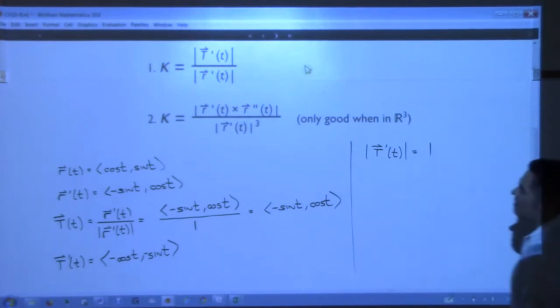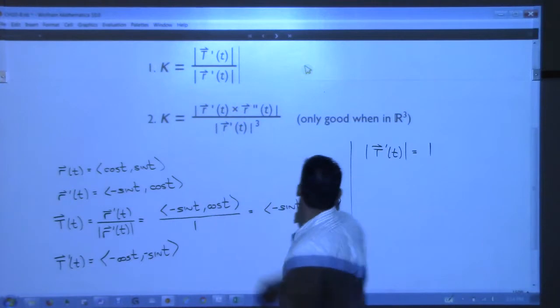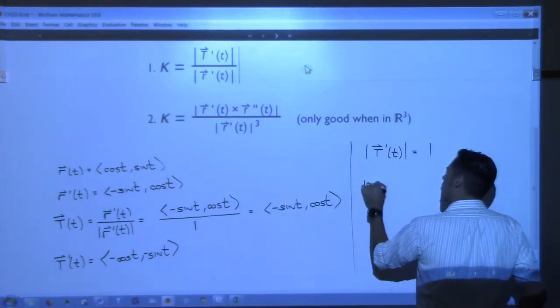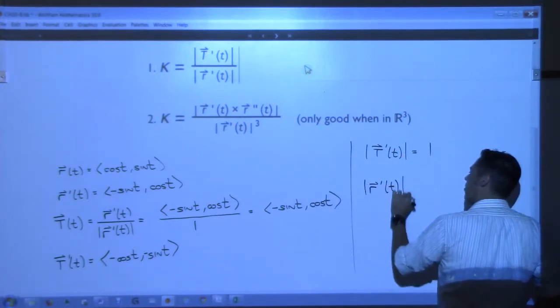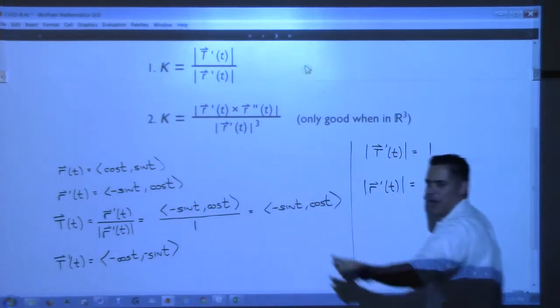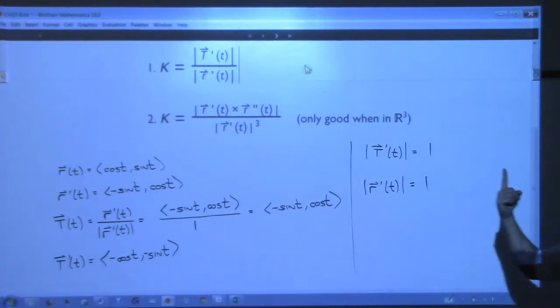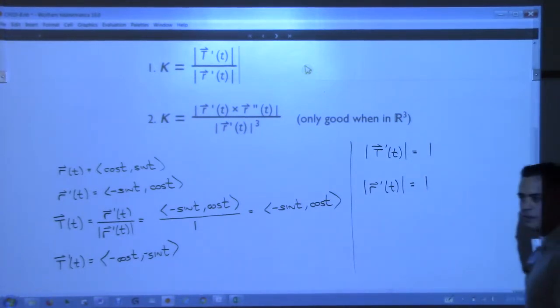Now we need to divide that by what? The magnitude of r prime of t. Now I never did that, so magnitude of r prime of t, but that is what? Yeah, it's just the magnitude of this, which again, we Pythagorean on that, that's going to be 1. And so you do 1 over 1, you get 1. So the curvature is 1, it's constant, isn't it?